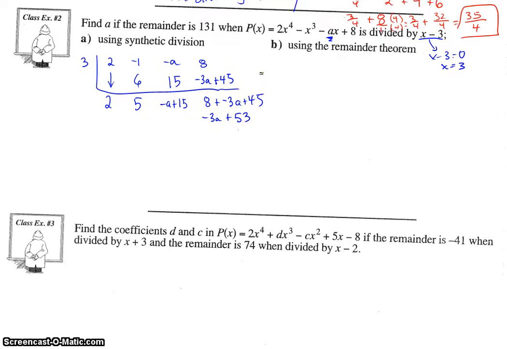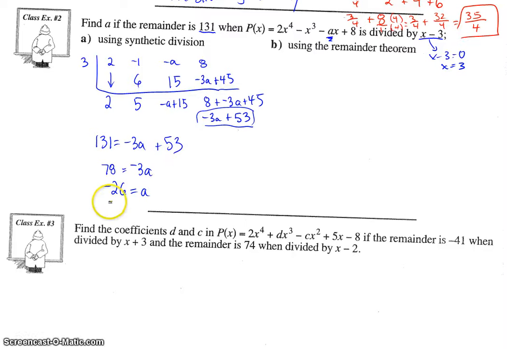Now, we know that we were supposed to get a remainder of 131. So this here needs to equal 131. So we take that off to the side, and then we solve for a. Hang on, I'll do that. You do it as well, and then we'll check. Pause the video. Okay, so solving that equation for a, we should have ended up with -26 for our a value. Now, let me show you a much easier way.